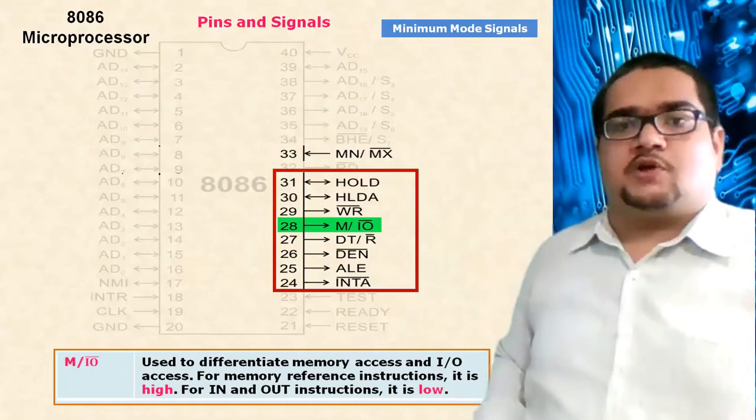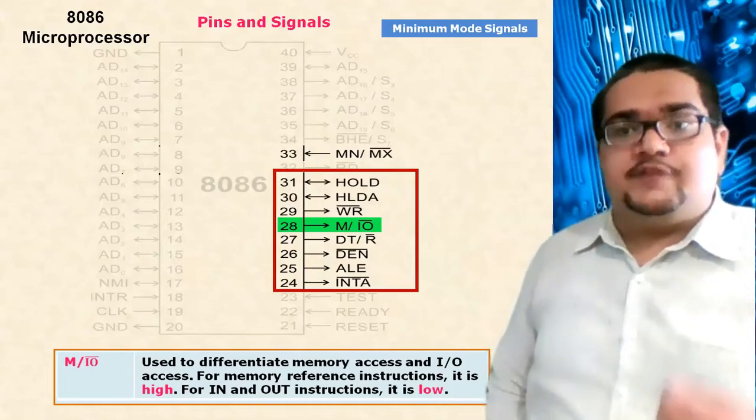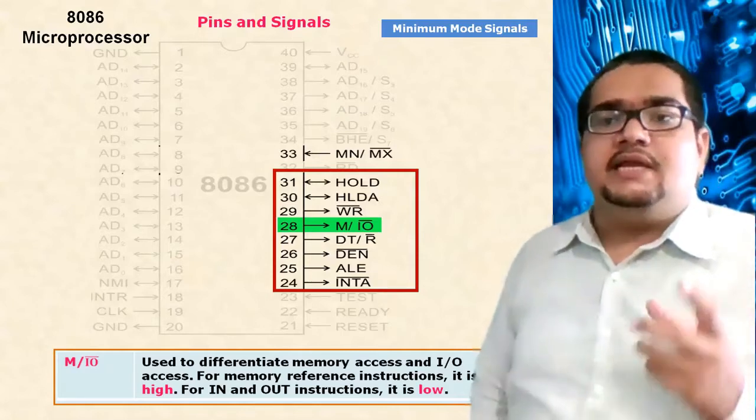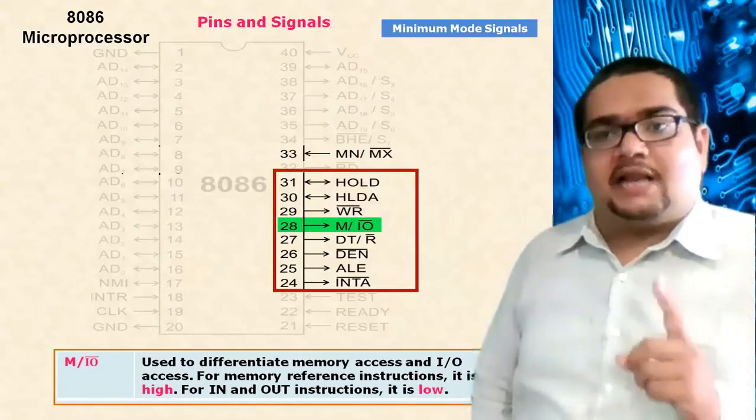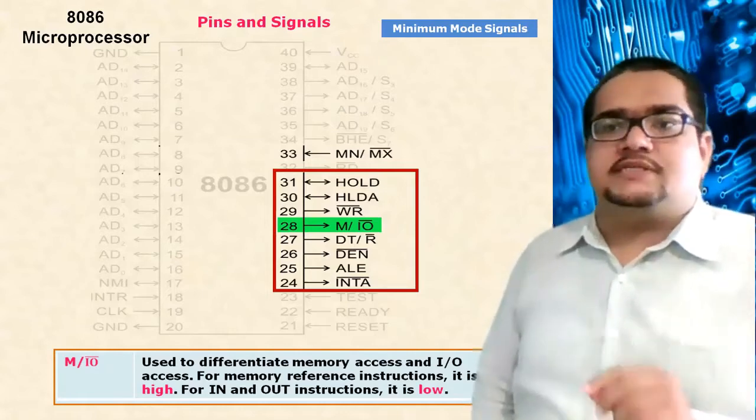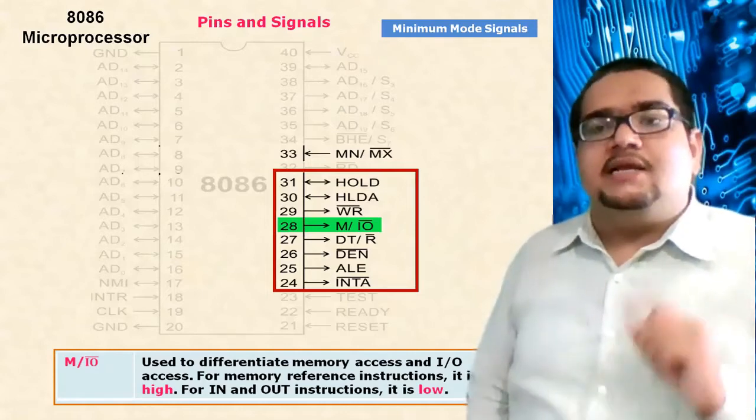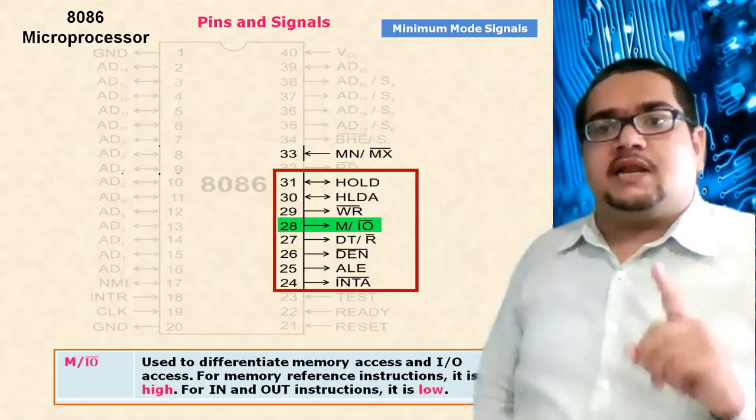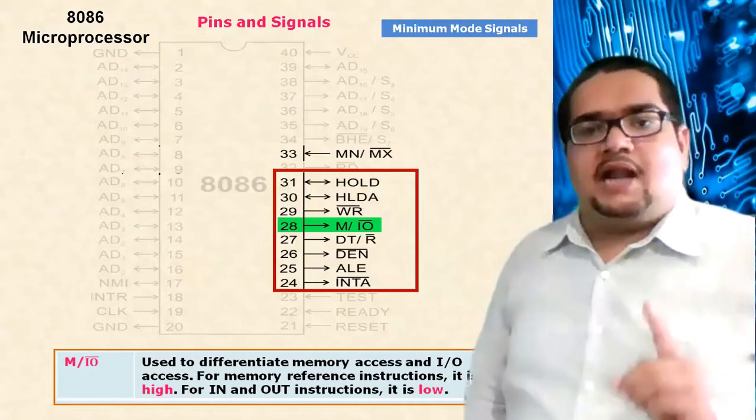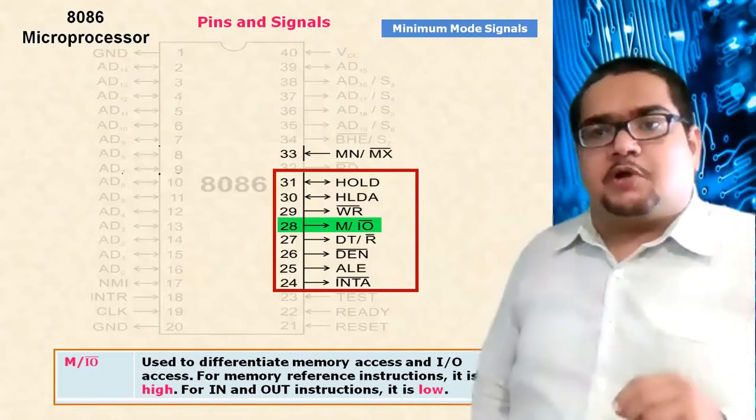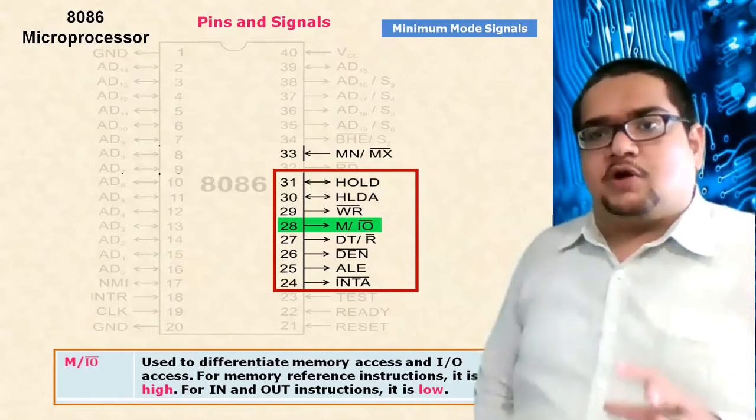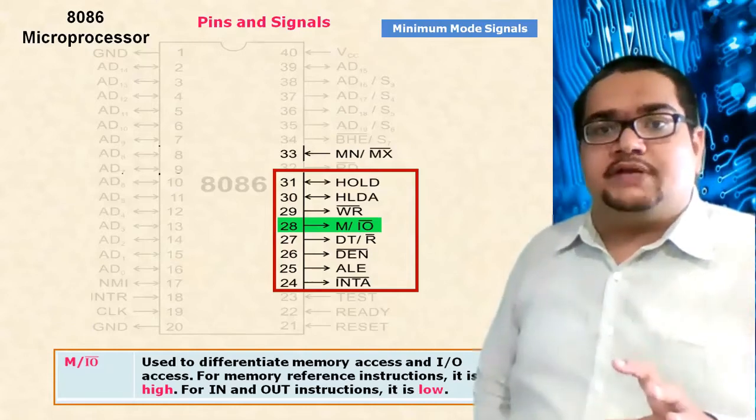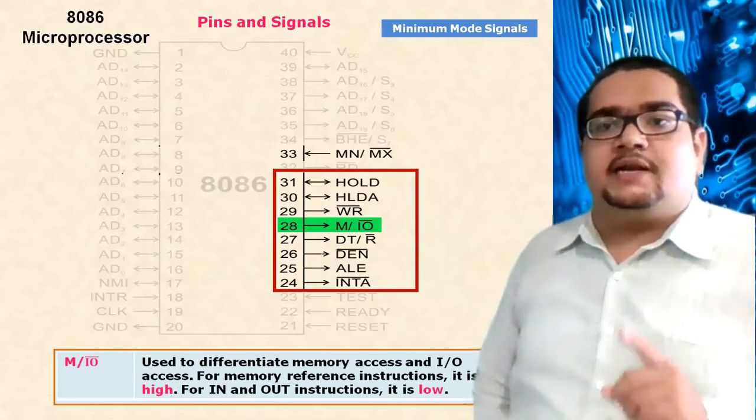Whenever the processor has data communication with the memory, that means either reading data from the memory or writing data to the memory, this pin will be made high by the processor. This is an output signal indicating that the processor's read and write operations are going on between the processor and memory. Whenever the data operations are between the processor and IO devices, whether reading from the input device or writing to the output device, this signal is made low.